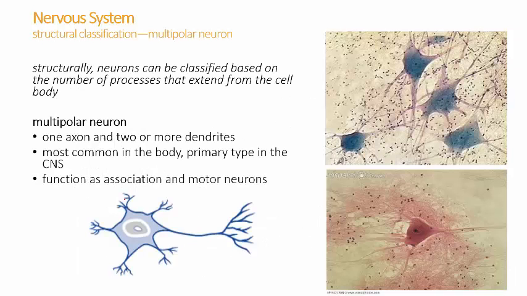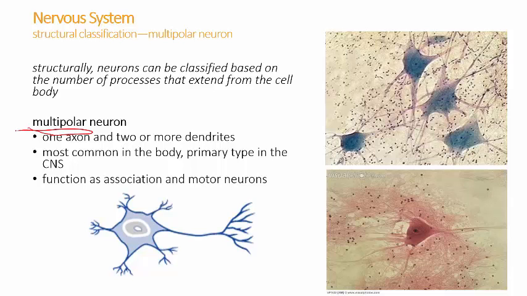So if we were to look at and try to classify neurons based on their structure, there are three different structural types of neurons. They're all based on the number of processes that are found extending from the cell body. The first of them is referred to as a multipolar neuron. It's one that has one axon and at least two dendrites.